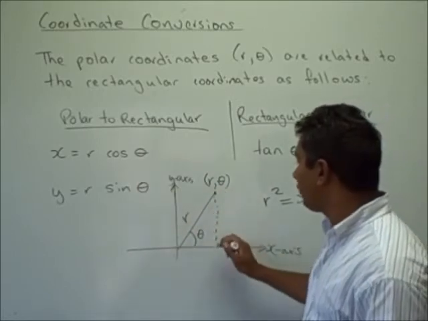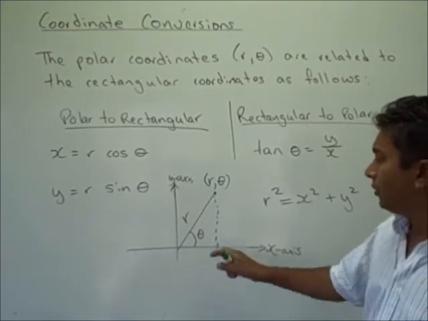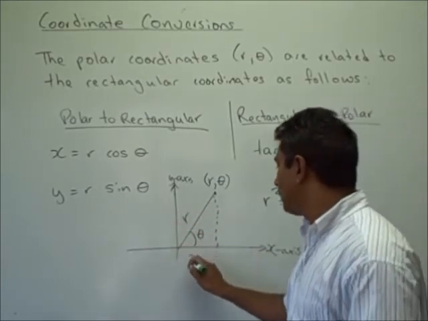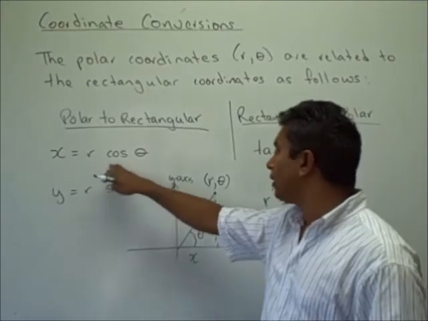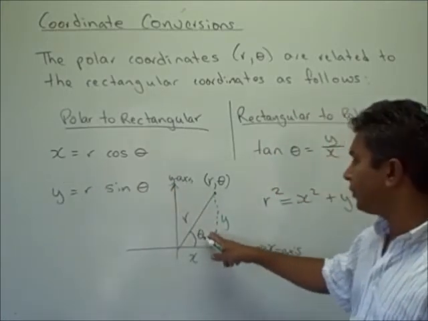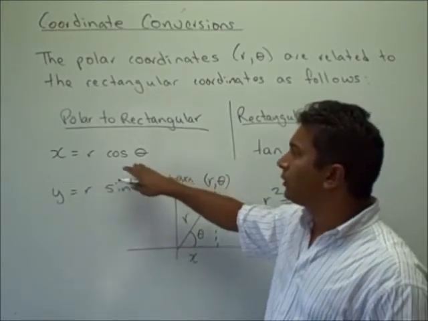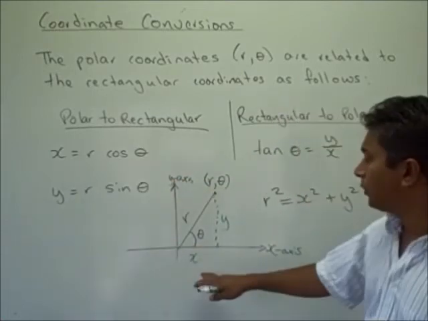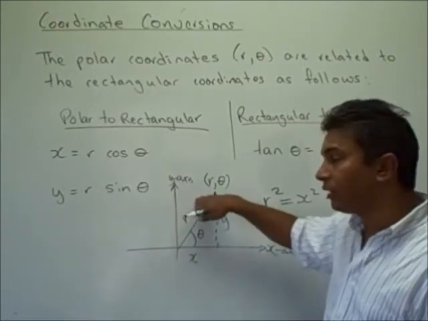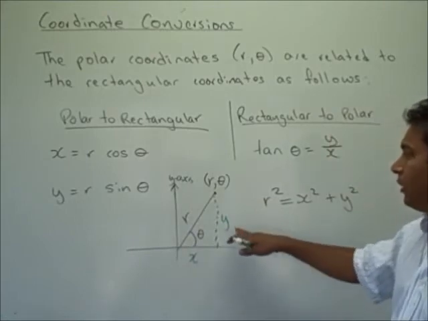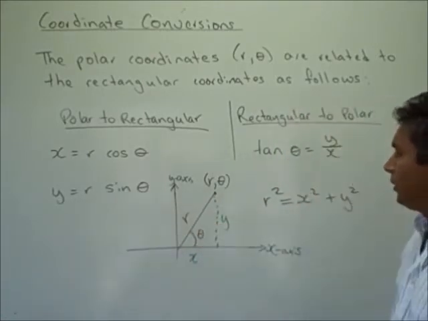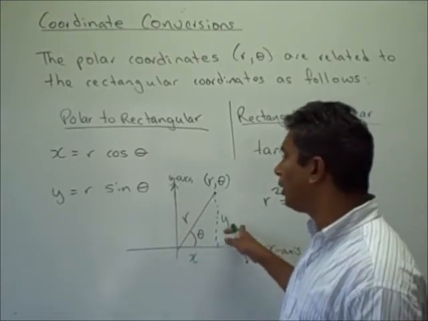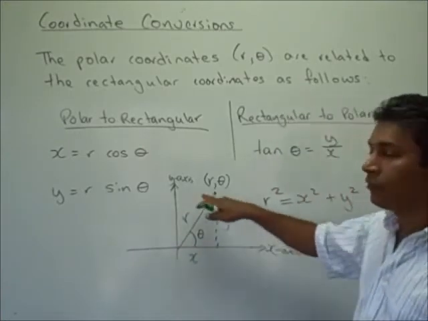From this we can see that from our trig functions, if this is x and this is y, then x would be equal to r times the cosine of theta, from our identity that cosine is equal to x over r, or adjacent over hypotenuse. We can also see that y is equal to r times sine theta, since sine is equal to y over r, opposite over hypotenuse.